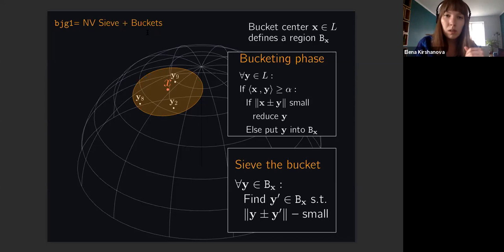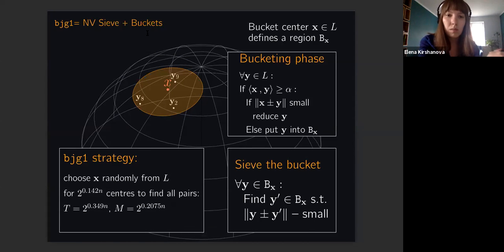Now, asymptotically, we choose X randomly from the list L, and if you do that many centers, that is enough. Again, asymptotically, to find all the pairs, your running time will improve from the naive quadratic to this running time. This is the kind of running time you should be expecting from the current implementation.